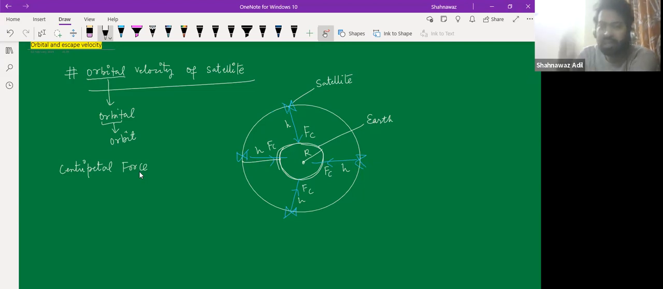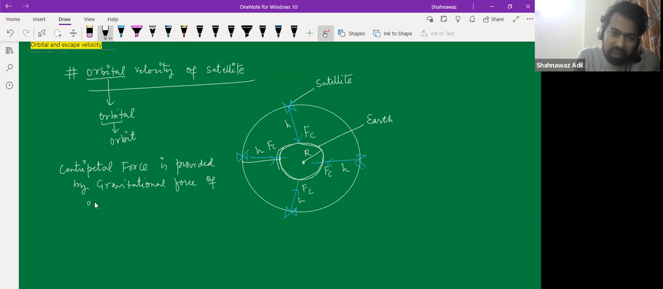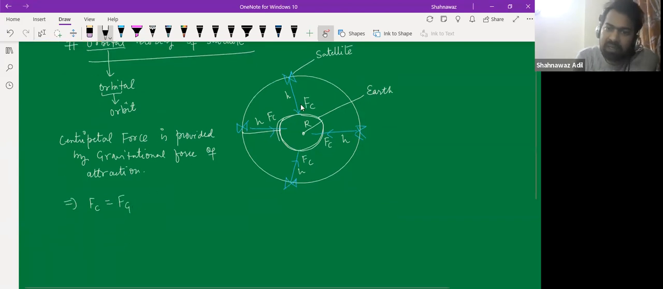So in this case, this Earth is pulling the satellite towards its center. And what is the force that the Earth is applying? The Earth is applying gravitational force of attraction. So in this case, centripetal force is provided by gravitational force of attraction. So F centripetal is F gravitation.